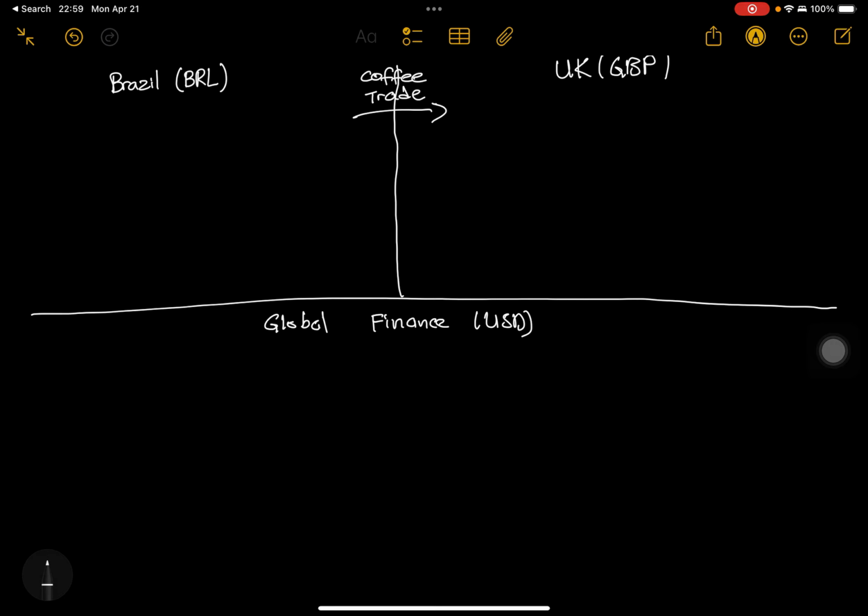The reserve status of the dollar. I'll explain exactly what that is. But one of the features of the reserve status is that virtually all cross-border payments are facilitated in US dollars. So I'll show you what that means. In the middle, I have an arrow which represents a particular trade that occurs between Brazil and the UK, namely the coffee trade. So Brazil is a net exporter of coffee and it exports coffee to the UK. On the UK side, the buyer might be like a Pret store, and the seller, let's just call it the farm.